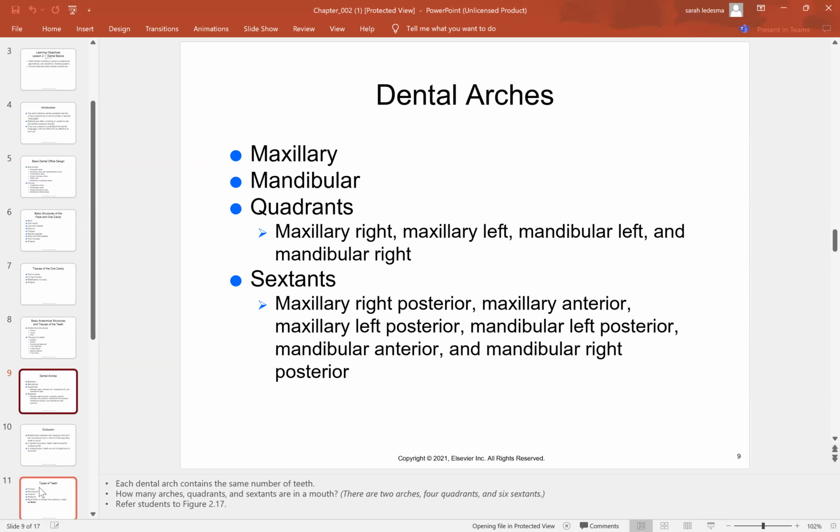Dental arches include the upper maxillary and the lower or mandibular. These can be divided into quadrants: the maxillary right, maxillary left, mandibular left, and mandibular right, or sextants: the maxillary right posterior, maxillary anterior, maxillary left posterior, mandibular left posterior, mandibular anterior, and mandibular right posterior, in order.